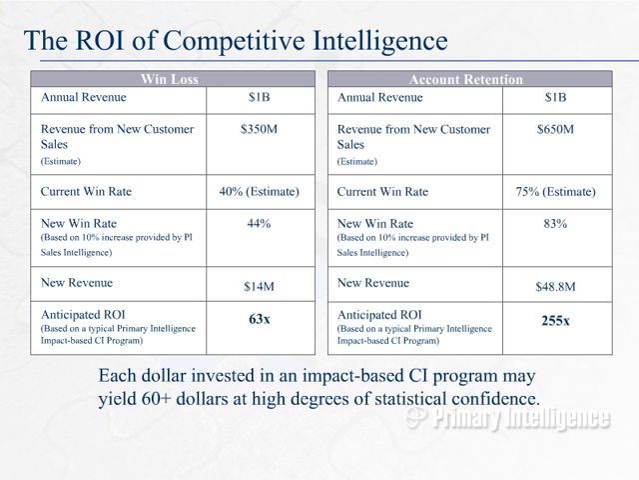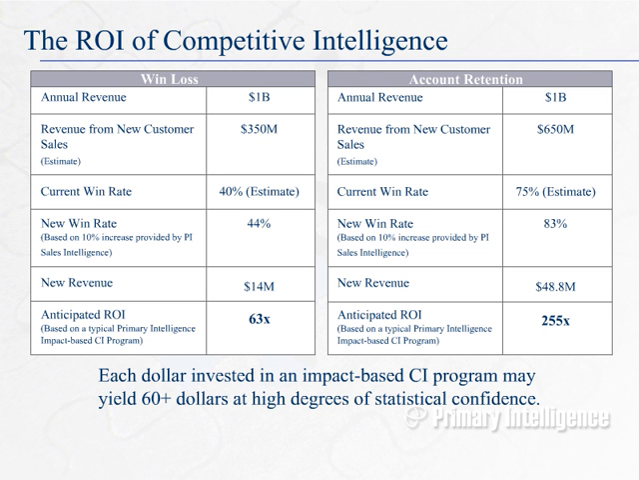So how does this provide ROI? Well, it's pretty easy. Let's imagine that you're a $1 billion company. You can look at the win-loss, you can look at account retention. If you know what percentage of your revenue comes from both sides, you can do your own math. If you were to increase your win rate or your retention rate by 10% based on the information from your competitive intelligence program, you would be generating $14 million in new revenue in wins, and you would be generating almost $49 million in new revenue in account retention.